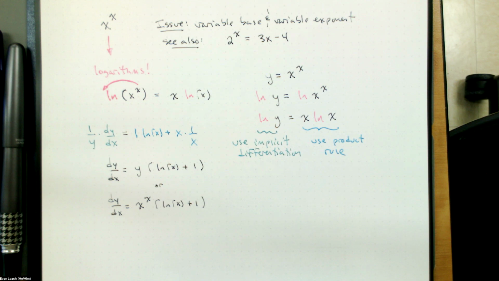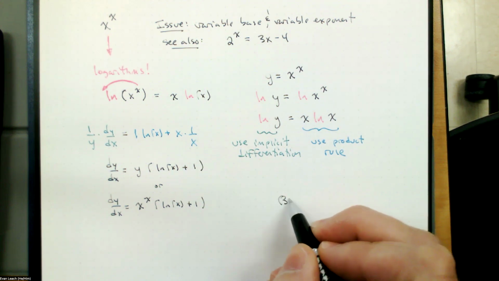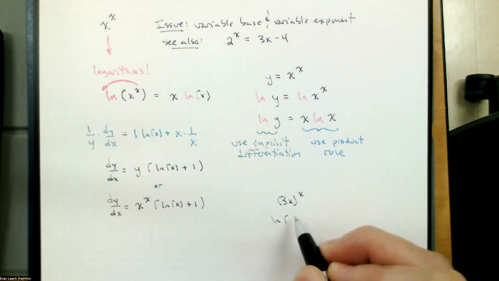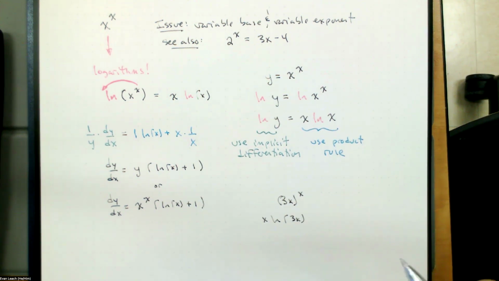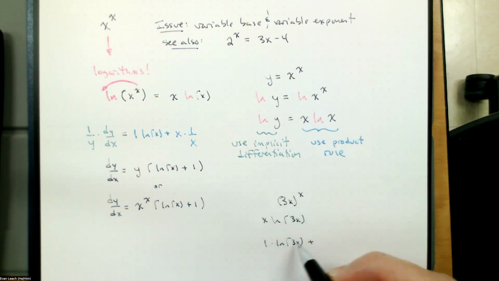Any questions? Comments? Yes. What if it was 3x to the x? So mechanically we would do the same thing. We would take the natural log. That would pull the x out and leave the 3x in here. So when we take the derivative, we take the derivative of the first times the second. So that 3x would still be there. Yeah, it just kind of hangs out.